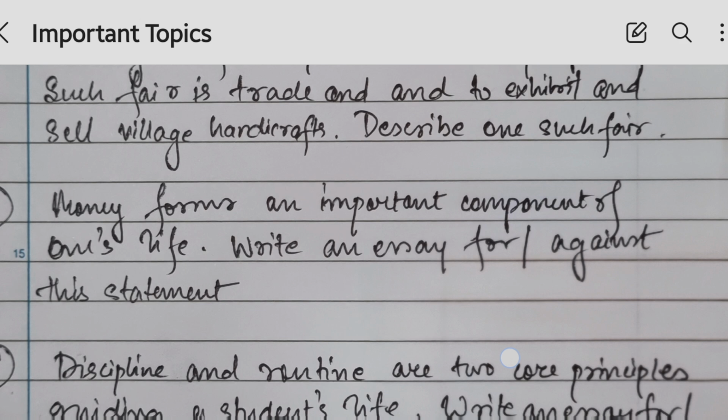But make sure that at this point, you give as much as you can, and you use these videos to the best of your abilities. Money forms an important component of one's life. So again, if you're for it, go for it directly, write about it.